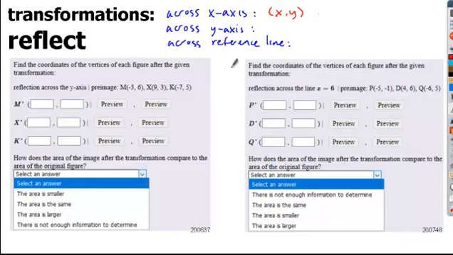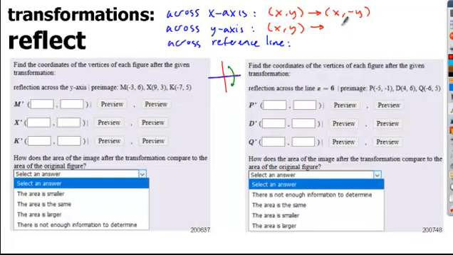Again, if you just imagine what you're looking at, so here's my x-axis right here. So if I took a point and I reflected it across the x-axis, here the x-coordinate stays the same, but the y-coordinate gets switched to its negative. So that allows you here to see the x-coordinate's going to stay the same, but it's going to give you the opposite y-coordinate.